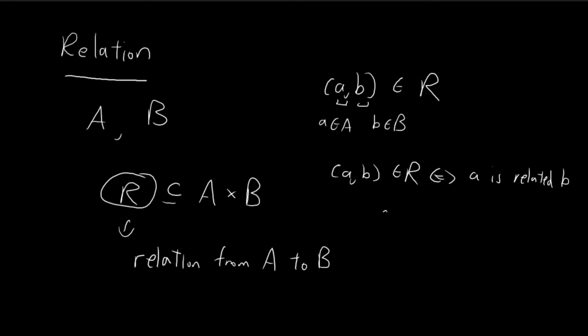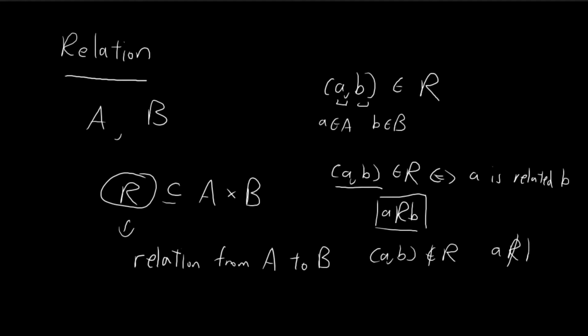And we use the notation aRb to represent this idea. So when we write aRb, this is the same thing as the ordered pair (a, b) being a member of the set R, and this also means a is related to b. And if (a, b) is not an element of R, then we use the notation aR with a slash across the R, a R-slash b, to represent the idea that a is not related to b.